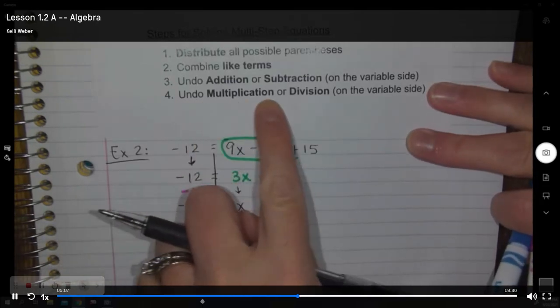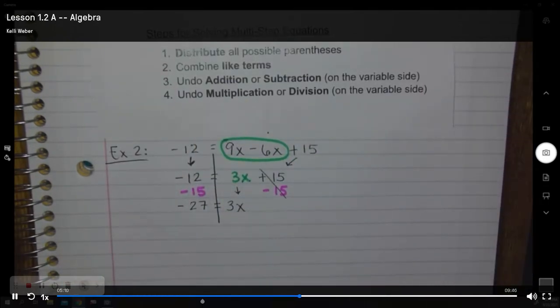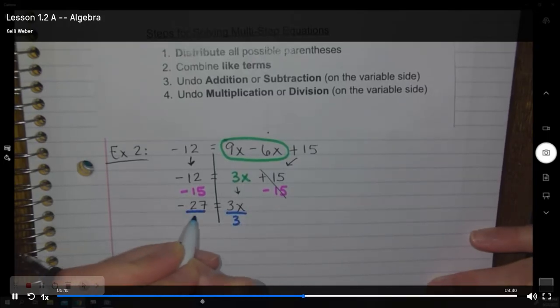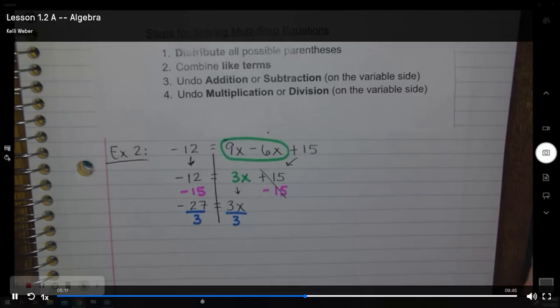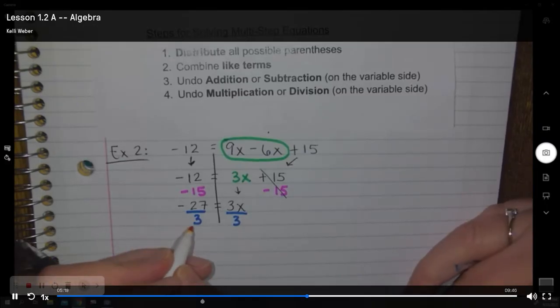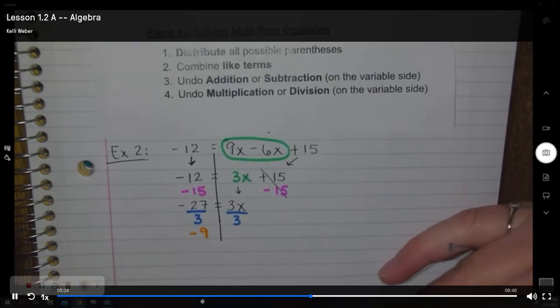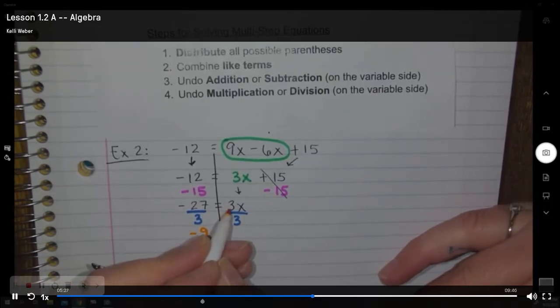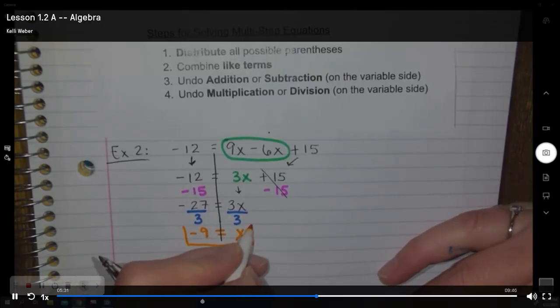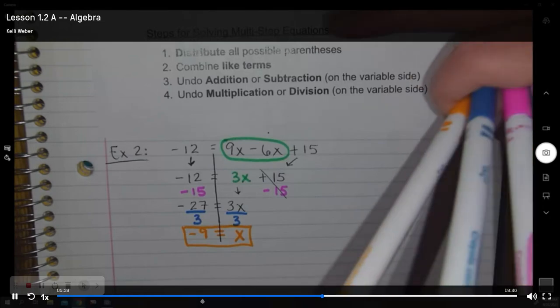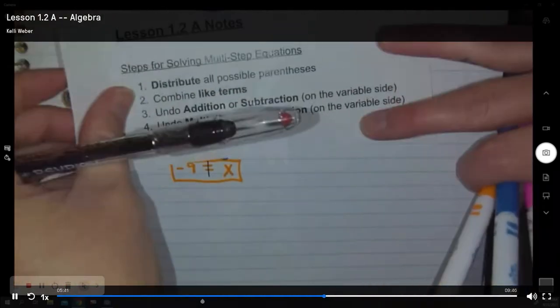And then the last step, undo multiplication or division on the variable side. I have 3 times x, so I'm going to divide by 3. So on the left side here, I have negative 9 equals 3x divided by 3 is just plain old x. So x equals negative 9. And then for example 3.